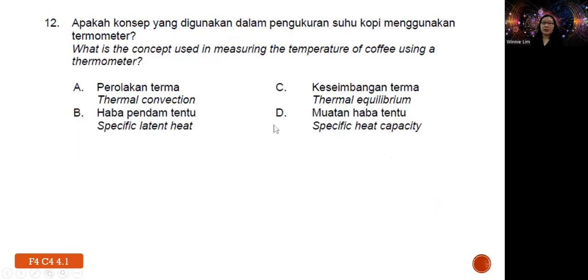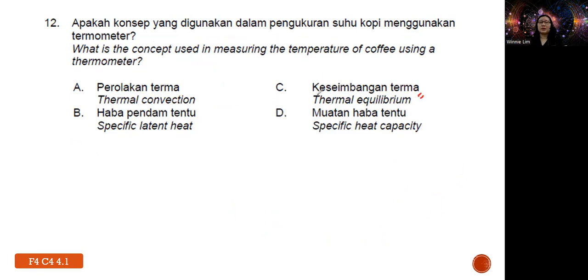12. What is the concept used in measuring the temperature of coffee using a thermometer? As you all know, we want to know the temperature of the coffee. That means at the end, the thermometer must have the same temperature as the coffee. So this is the idea of thermal equilibrium.